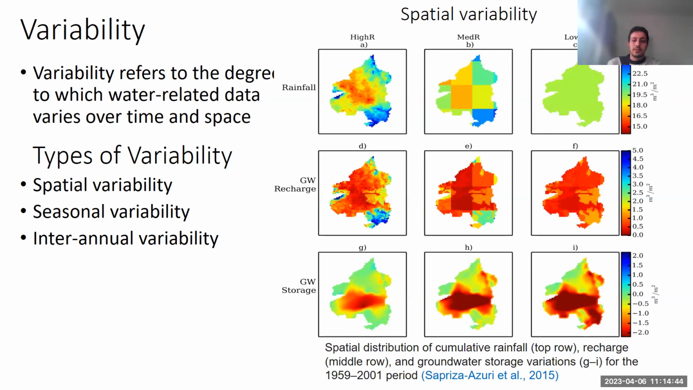So this is for the rainfall, this is the groundwater recharge, and this is groundwater storage. As for the types, there is spatial variability, which is the difference in water-related variables that occur over different regions or locations. And there is interannual variability, I would say, which is the changes in water-related variables that occur from year to year. Examples are changes in annual precipitation, river flow, and groundwater levels. So this is regarding the variability.